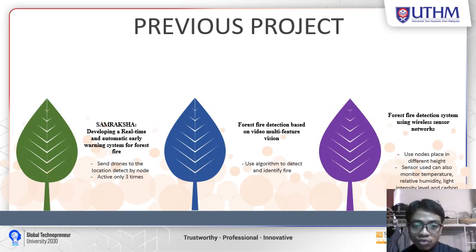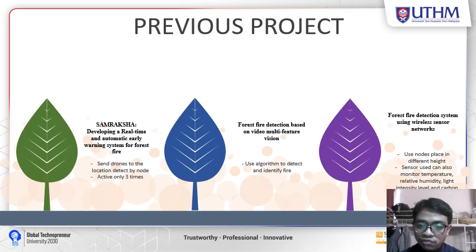The second one is forest fire detection based on video multi-feature vision. This one is quite different from other projects because it uses an algorithm to detect and identify fire. First, they capture an image of the heat, and then they compress it, and then they do a little calculation with an algorithm to identify whether it is a real fire or not. So this one is a little less practical than the other one.